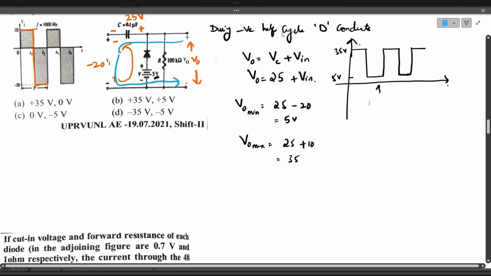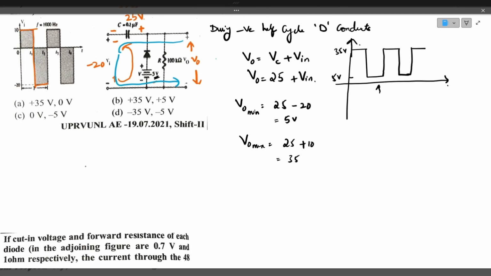If the same diagram is given like this, assume the circuit is given like this, with the diode facing upward. This is a positive clamper, but the given voltage is negative 5 volts, minus 5 volts. Then what will be the output waveform? The output waveform will look somewhat like this.